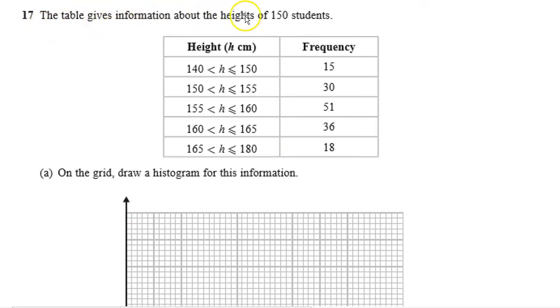The table gives information about the height of 150 students. We have to draw a histogram. Now for this histogram we need frequency density. Now frequency density is equal to frequency over class width. So we need class width.